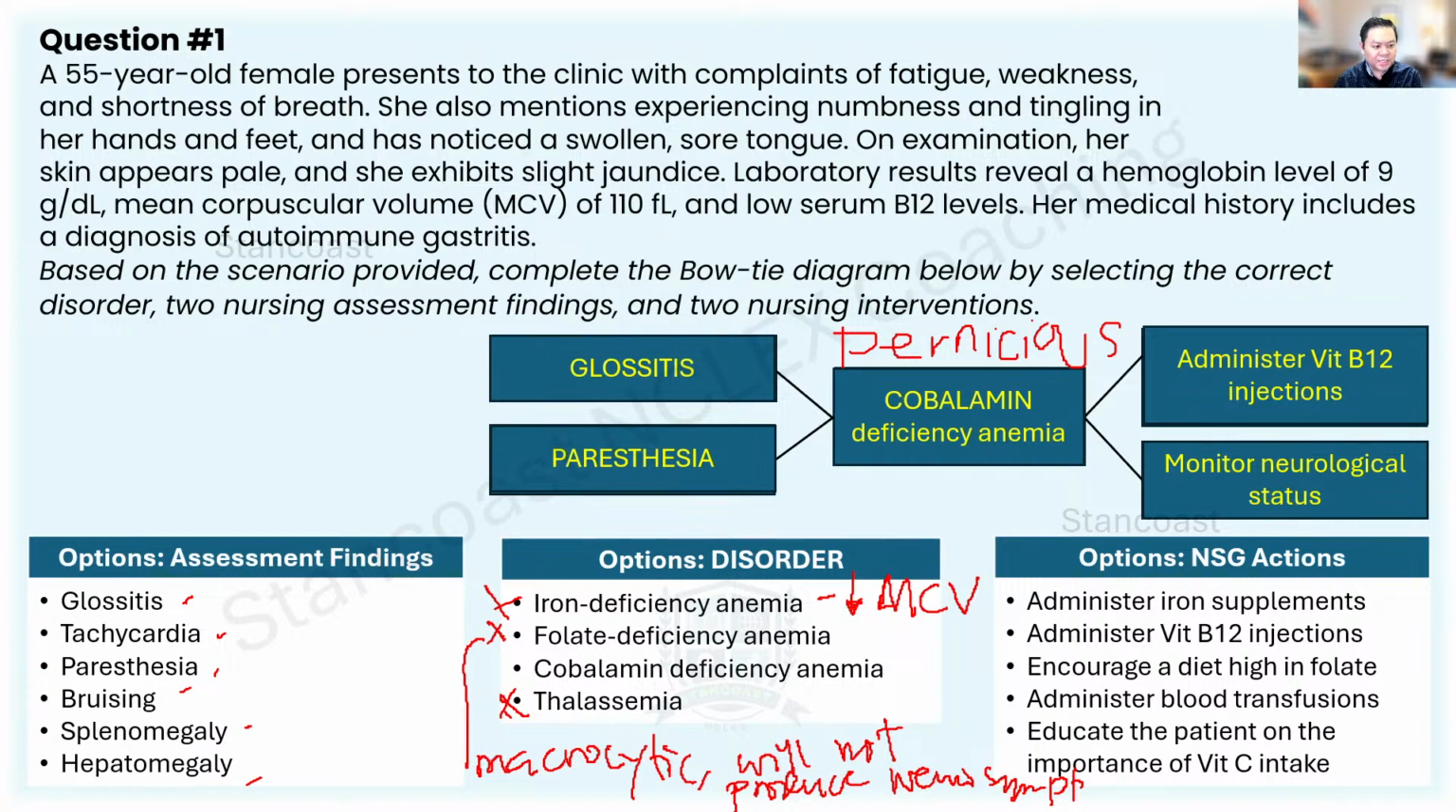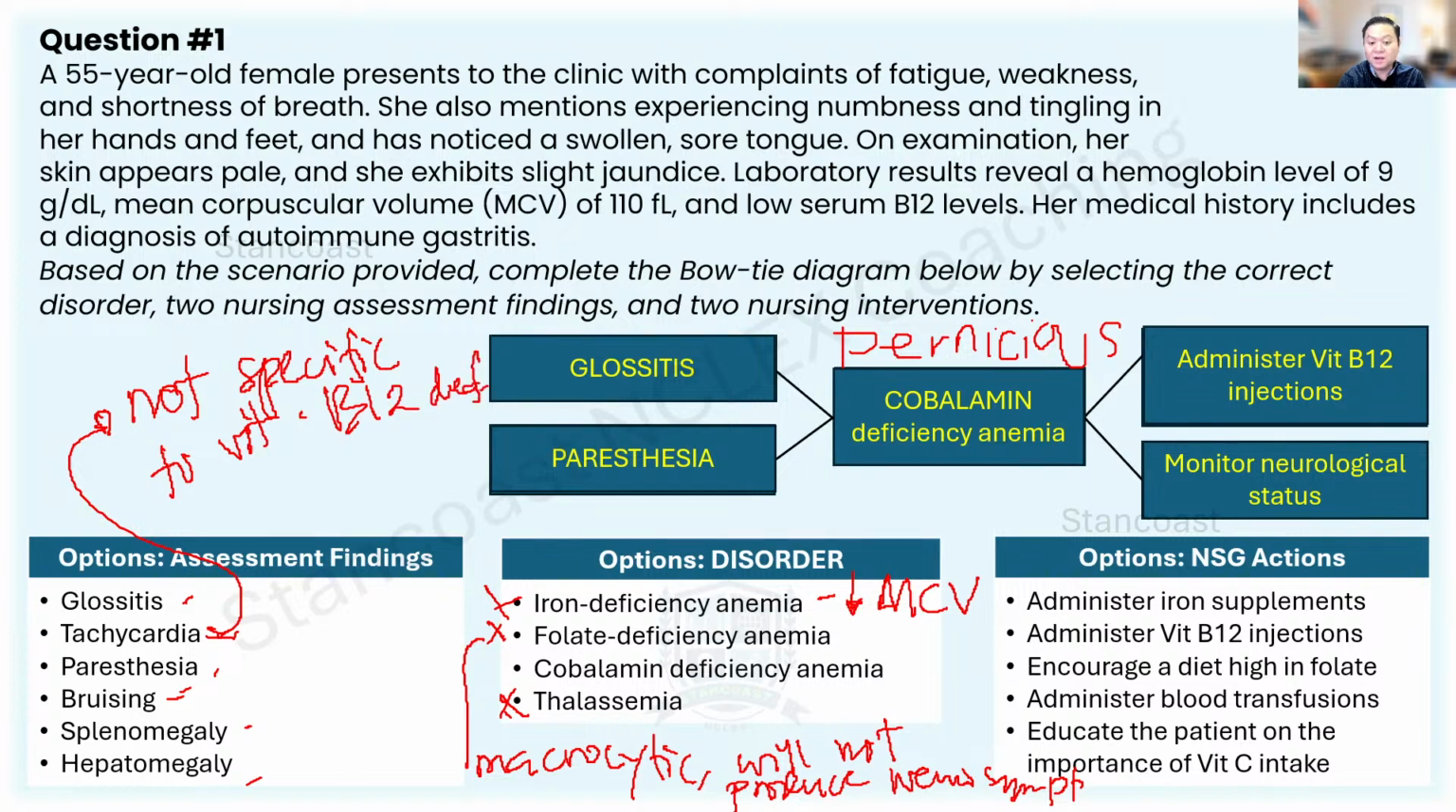Now, I forgot to explain about the different options here in the assessment findings. So what are those? Tachycardia, bruising, splenomegaly, hepatomegaly, are those going to be significant? Well, we'll take a look. For the tachycardia, well, the anemia, we know it can lead to tachycardia, right? But it's not specific to pernicious anemia. Not specific to vitamin B12 deficiency.